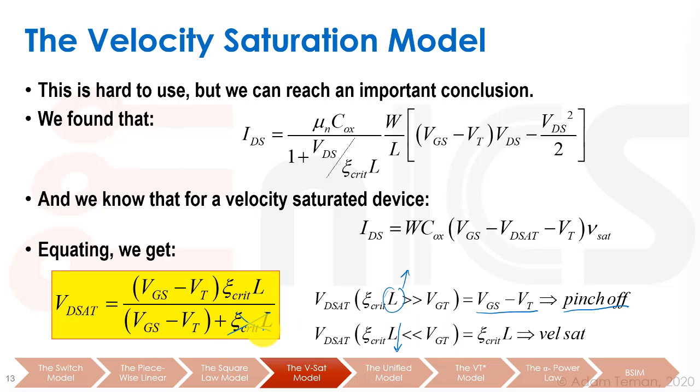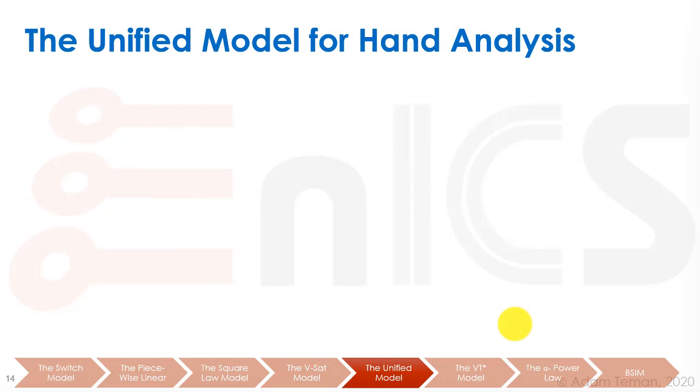In that case, we can cross off this guy. If we cross him off, then the VGT and the VGT mark each other out, and we're left with the critical field times L, and that's the velocity saturation point. So we can say that the saturation voltage is the critical field times L. And that's the short channel transistor equation. Still, it's a bit hard, so we can make some more assumptions and simplifications and get to what we call the unified model, which we can use for hand analysis pretty easily.